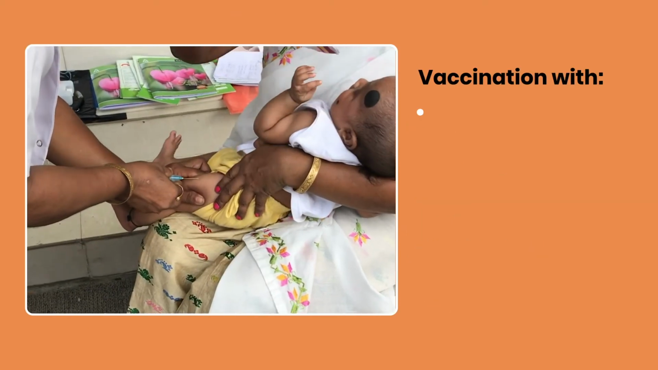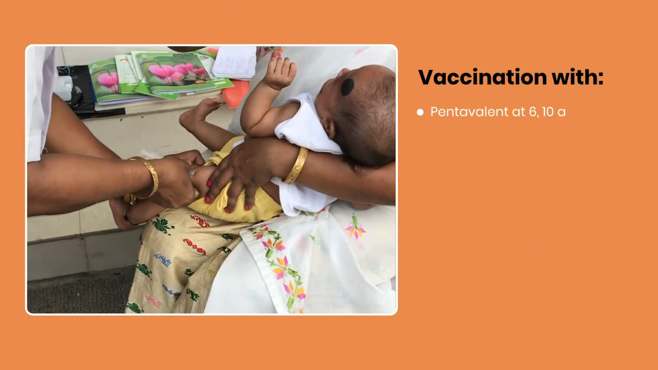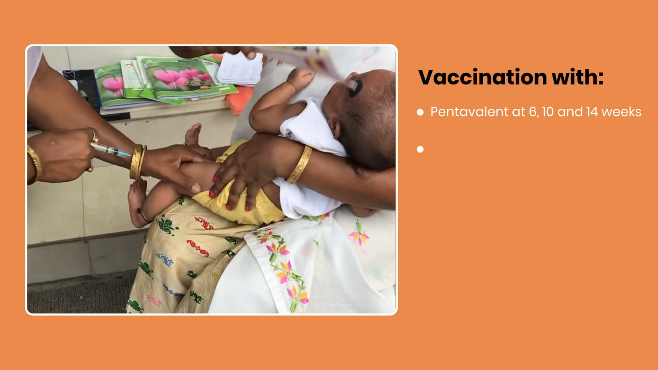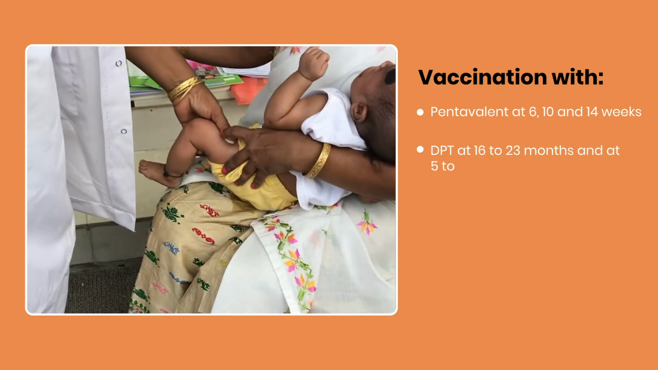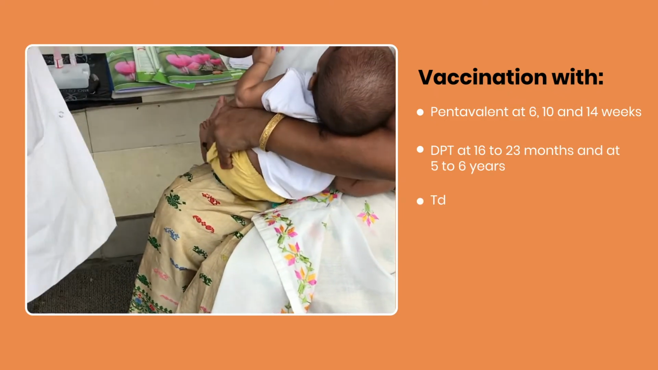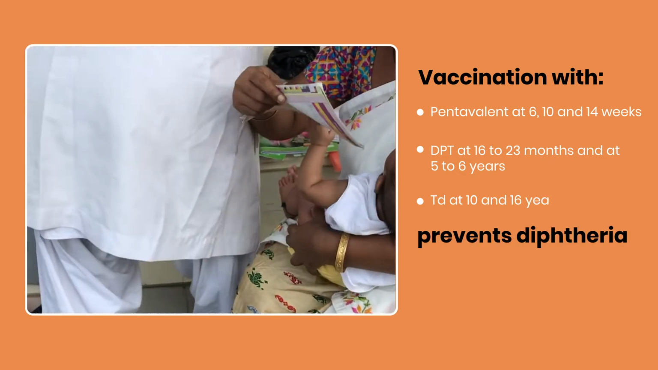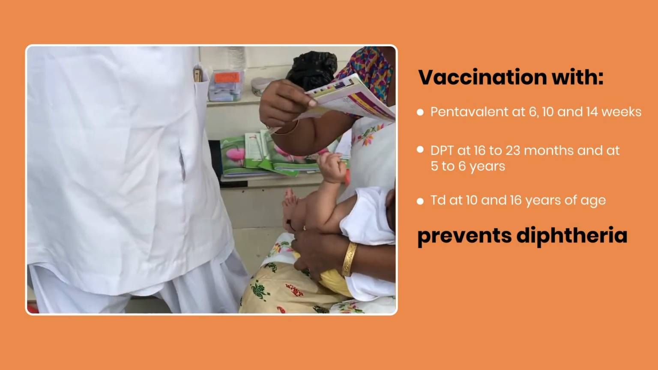Vaccination with pentavalent at 6, 10 and 14 weeks, DPT at 16 to 23 months and at 5 to 6 years, and TD at 10 and 16 years of age prevents diphtheria.